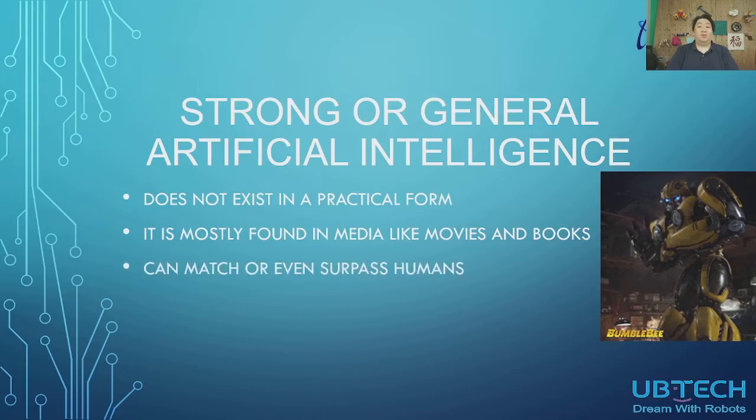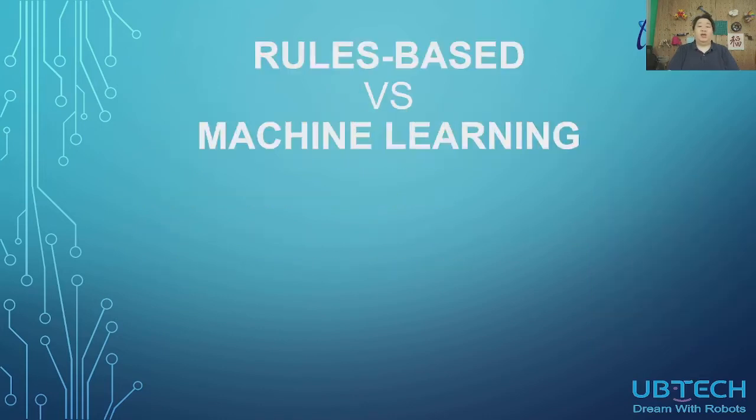Because of how powerful strong AI is, you could say that it's meant to match real human thoughts. So the real, true ability to think and grasp abstract concepts and ideas and apply those abstract concepts and ideas. So it can match or even surpass the ability of humans for thoughts. Now within weak AI, you generally have two different categories again, which is rules-based and machine learning.